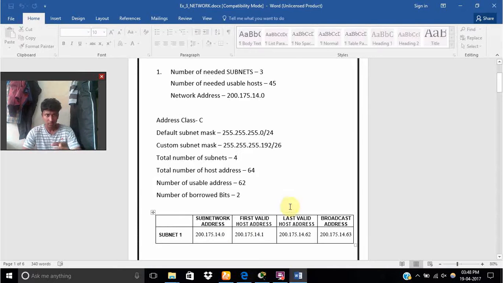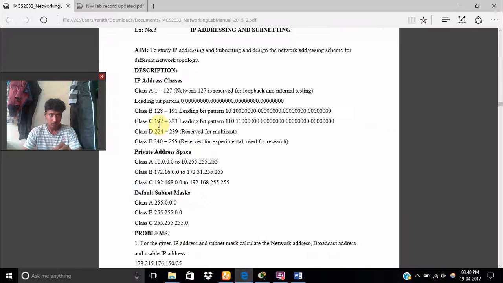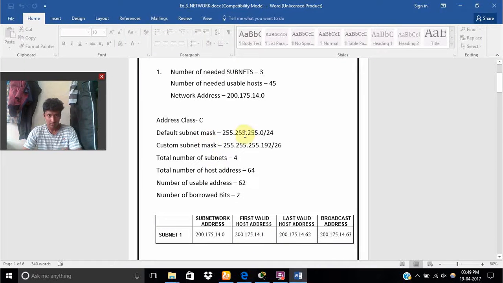If we see this question, the address 200.175.14 starts with 200, so we can see which class it is. It's a class C, and we know class C has a default subnet mask of 255.255.255.0. From that we have the default class mask, and now how we get the custom subnet mask.